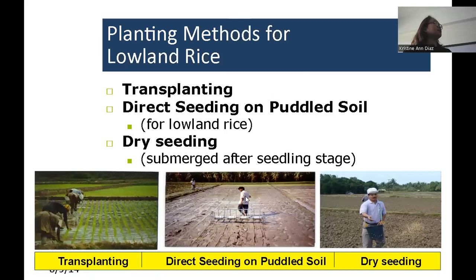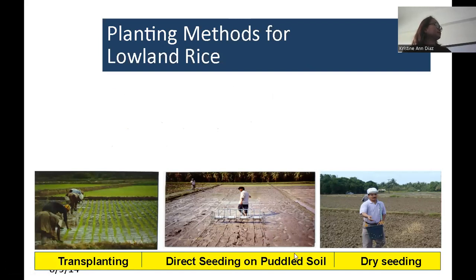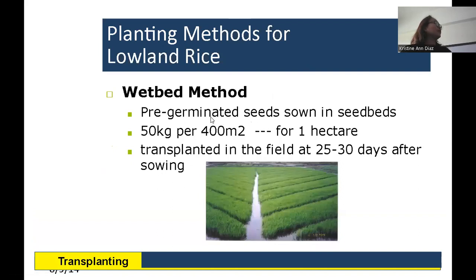So, in planting methods for rice, pwede tayong transplanting, direct seeding, and dry seeding, meaning nakasubmerge siya after seedling stage. This is transplanting, direct seeding, and potted soil, and dry seeding. So, ito yung wet bed method. Mag-pre-germinate siya muna, 50 kilogram for 400 square meter for 1 hectare. But you need to transplant after 25 to 30 days.